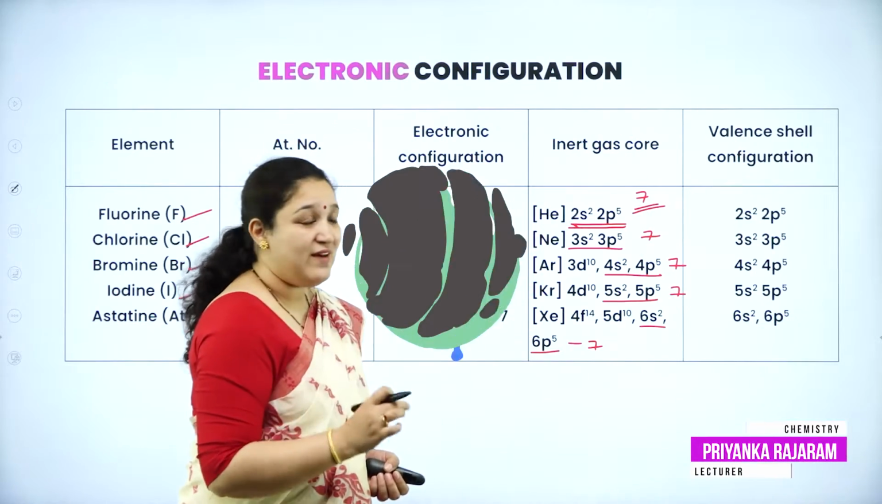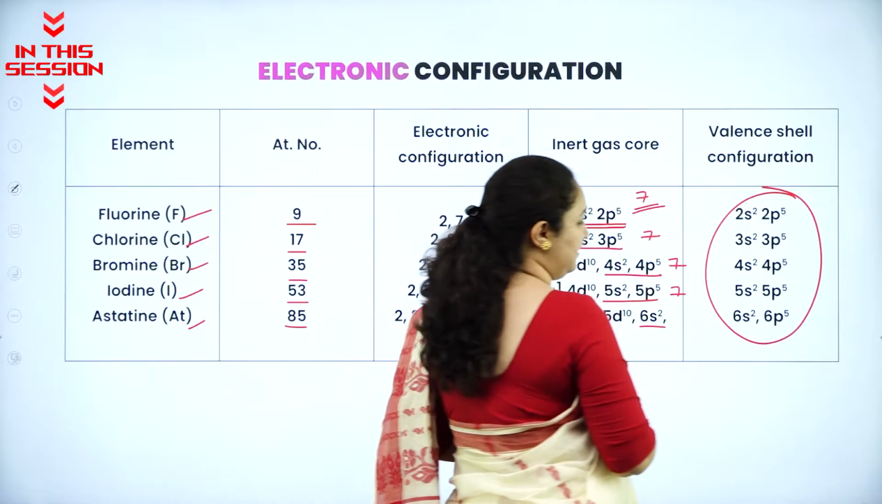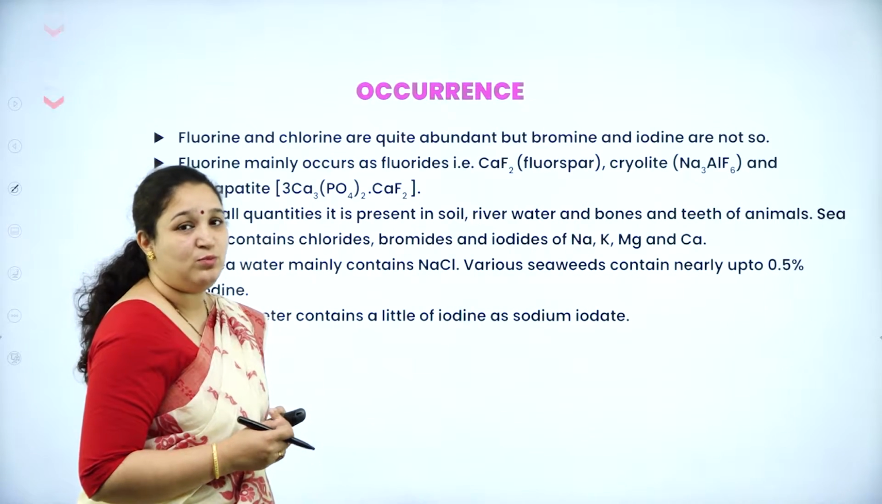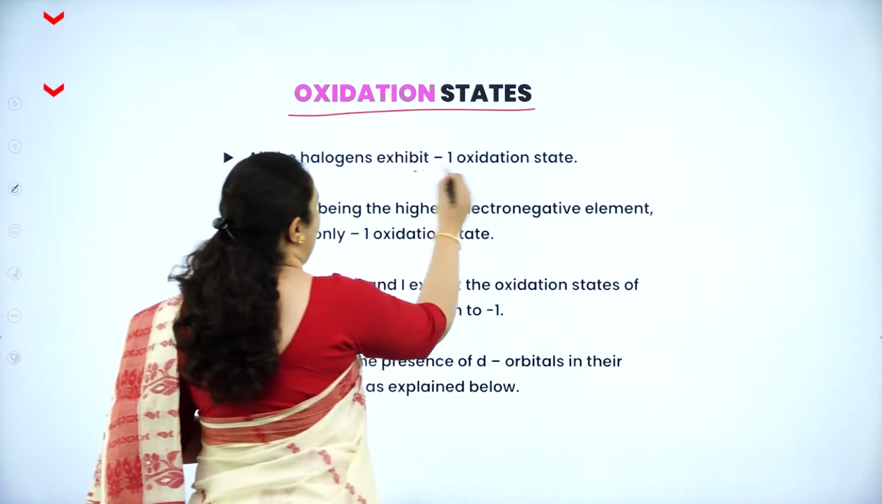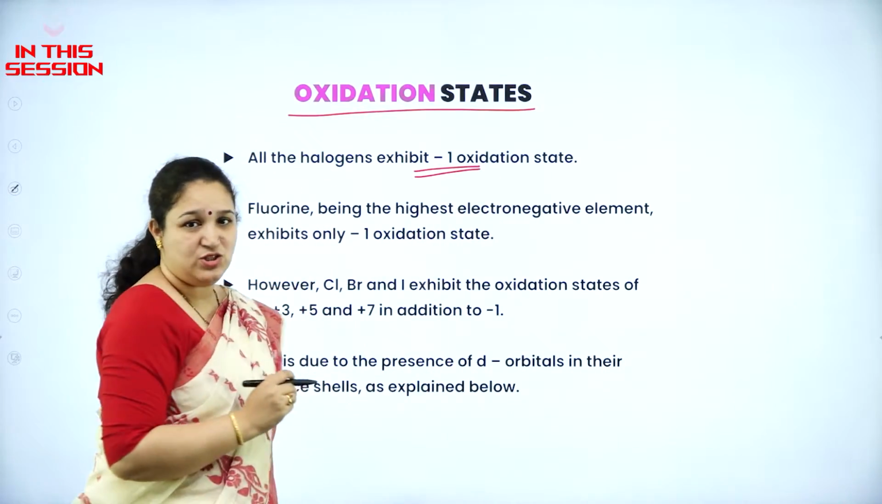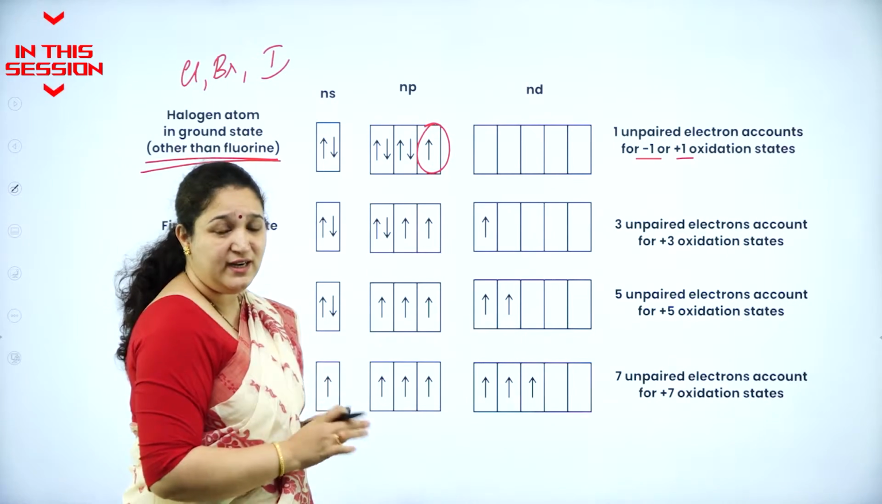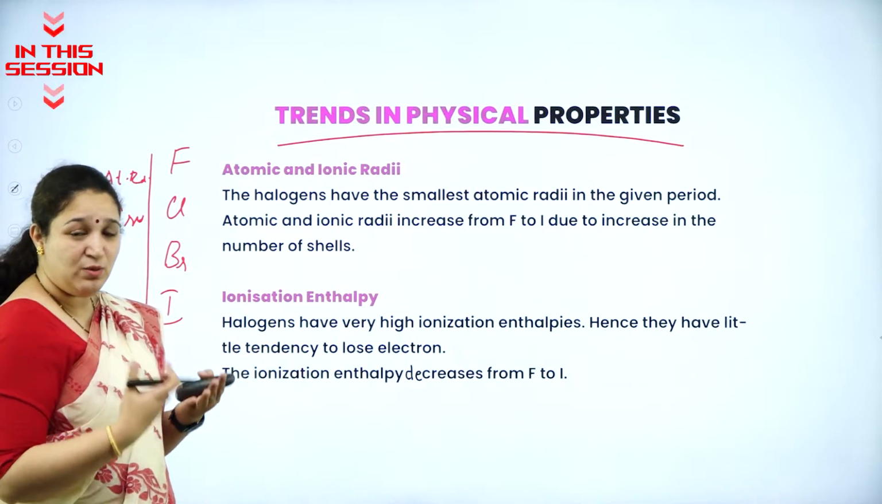So it has got 7 valence shell electrons, isn't it? So where exactly can you find fluorine, chlorine, bromine and iodine? All of the halogens will show -1 oxidation state. To form the bond, it will show +1 oxidation state, or it completely takes up as we come down the group, the number of shells added is more.